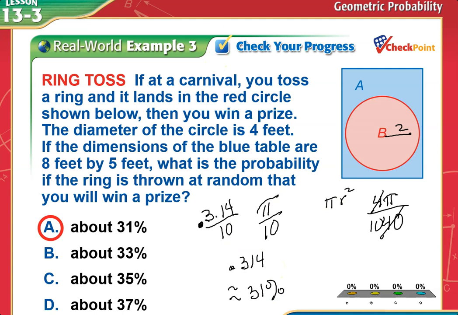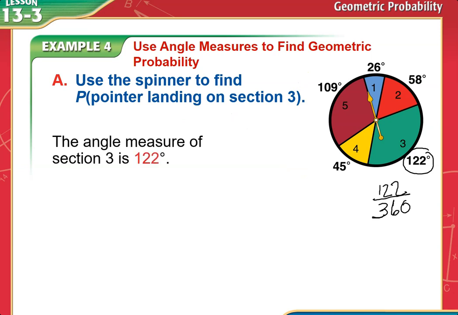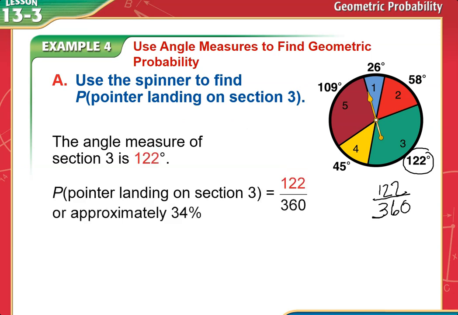Okay, next problem. We're using angle measures to find geometric probability. It says use the spinner to find the probability a pointer lands in section 3. Well, section 3 is 122 degrees. Assuming it's landing randomly, the entire circle is 360 degrees. So how about 122 divided by 360? The angle measure is 122, right? And so divide that by 360, because that's the whole circle, and it ends up being about 34%.